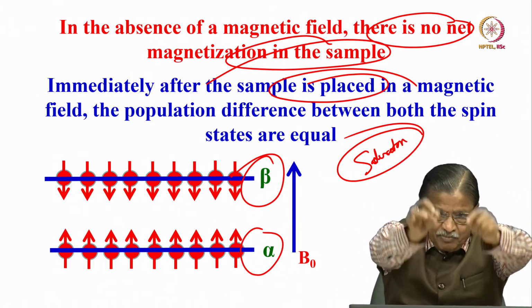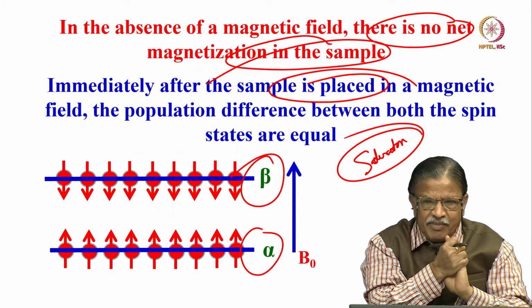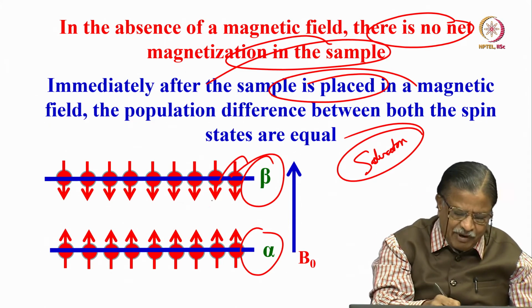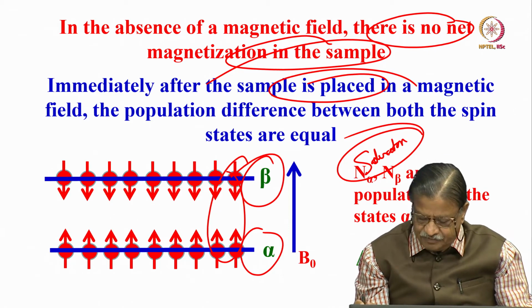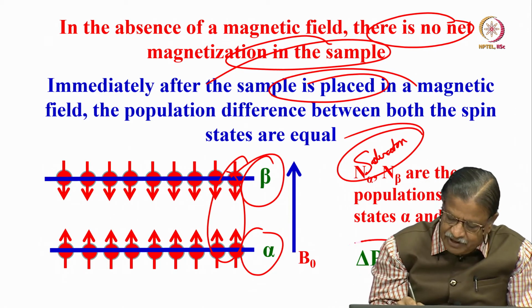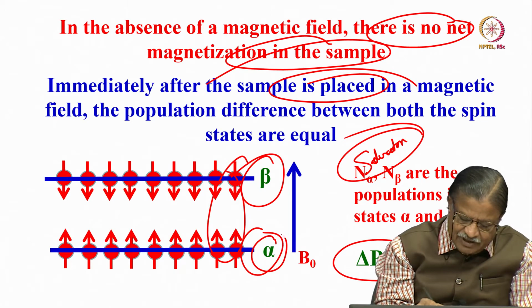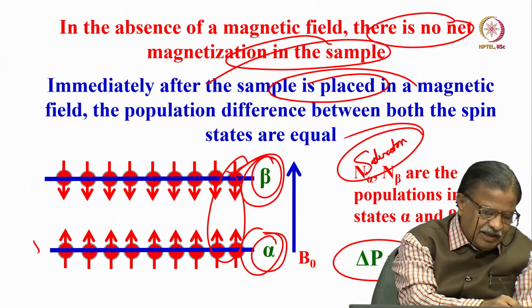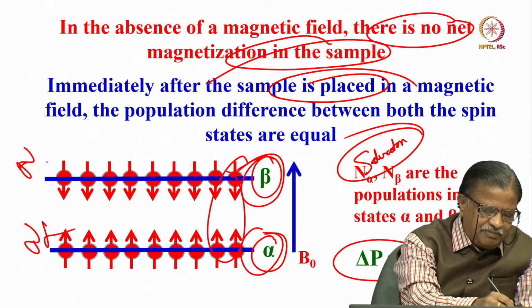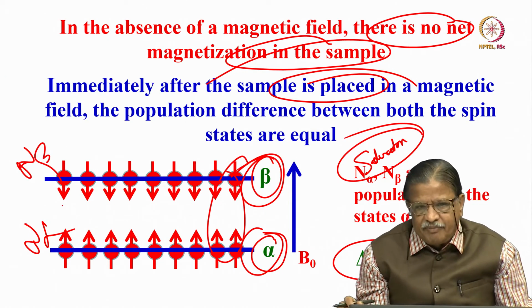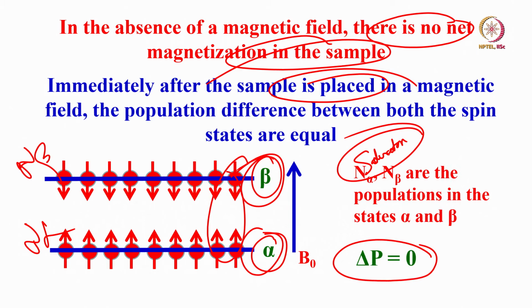Take the sample and put it inside the magnetic field. Immediately after that, I look at the population. They are equal and there is a saturated condition. So what is the population difference between these two? I call this an alpha state and this is a beta state. The number of spins in the alpha state is called N alpha. The number of spins in the beta state, I call it N beta. Now what is the difference in the population?